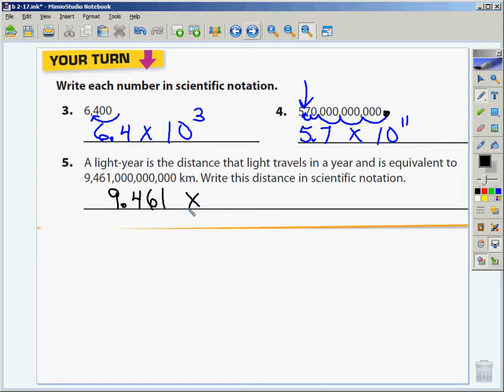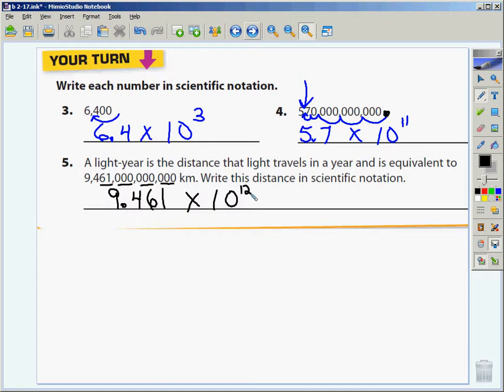9.461 times 10 to the 12 power. 12. 3, 6, 9, 12. Okay? By the way, which is going to be easier to work with later on if I have to work with it? This or this one with all the zeros?